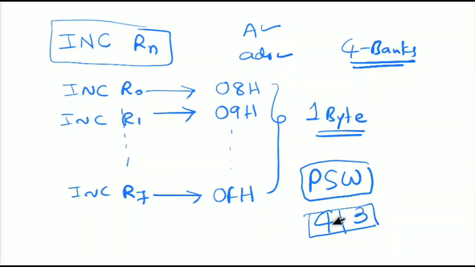If this 4th and 3rd bit are 00, it will represent register bank 0. Likewise, the value of these 2 bits will represent the bank. So within bank 0, you have selected R0, R1 to R7. If it is 01, it is within bank 1, R0, R1 to R7. So the notation is the same, R0 to R7, but the banks are different.